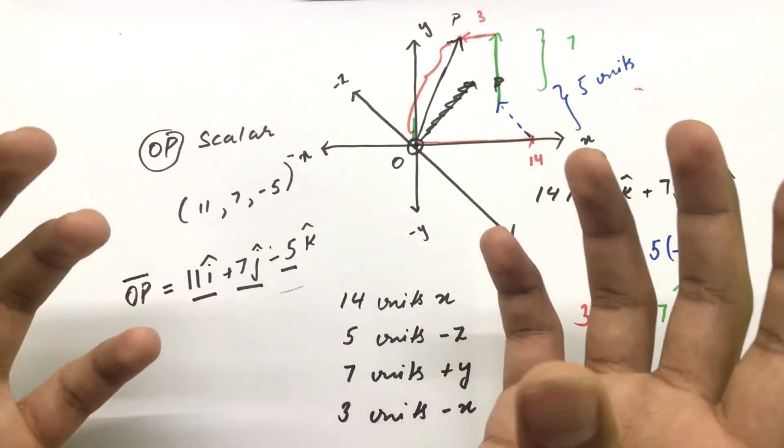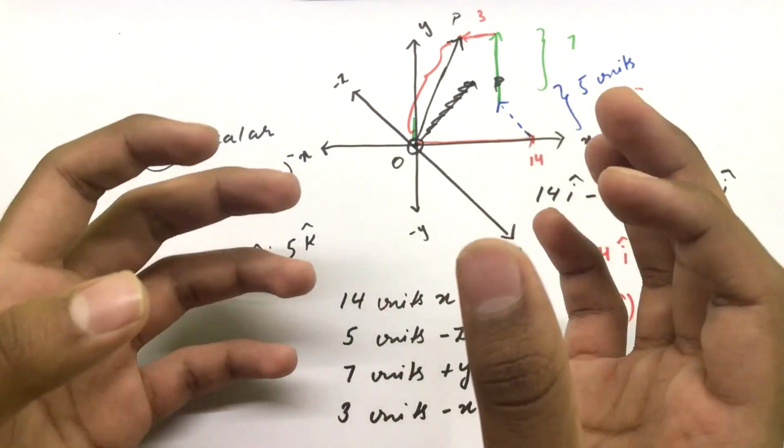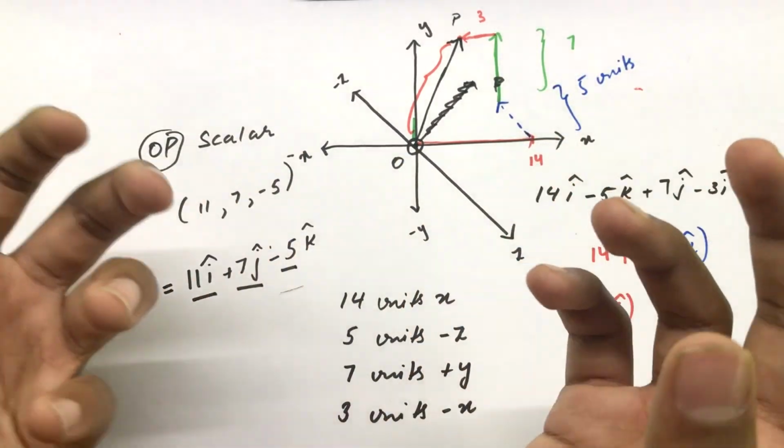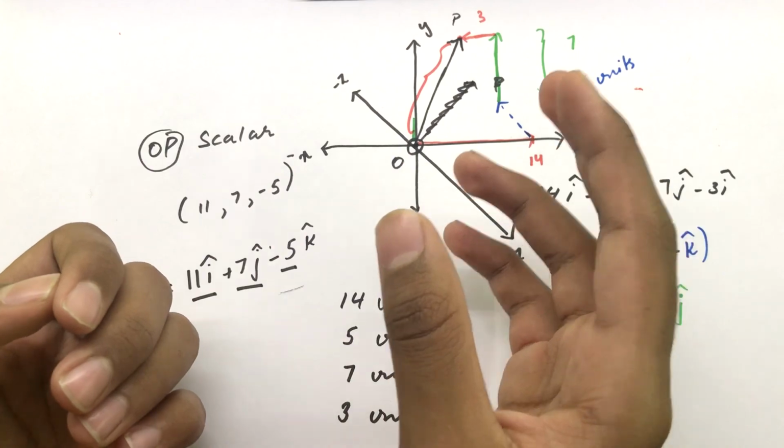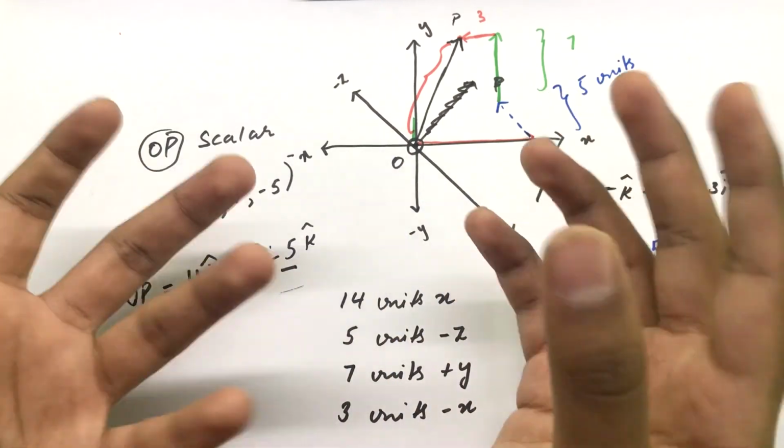So yeah, that's it for part 2 of vectors, on how to represent a vector and what a vector actually is. So in the further videos, we're going to be looking at a few more properties of vectors.